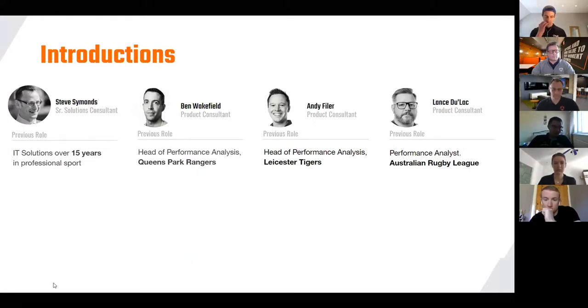We've also got Ben Wakefield. His experience has largely been at QPR, both in the academy and first team setups. He's also worked with the England women's football team at the 2015 World Cup, I believe. So a variety of good experience to draw upon there from different sectors.